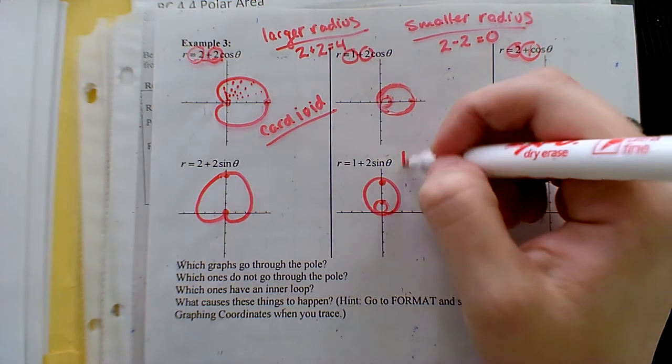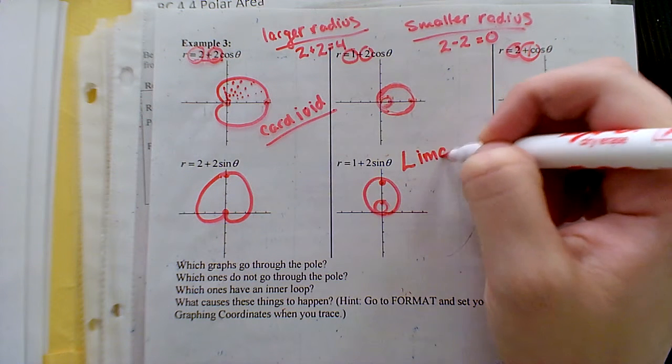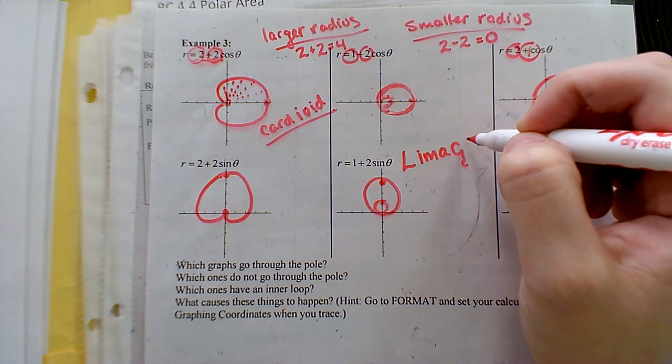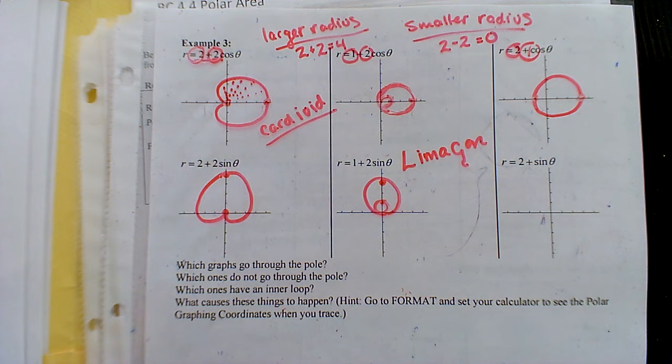Actually, this shape is what's called, and I can never pronounce this right, maybe those of you that know French can help, and I don't even know if I'm going to write it right. Is it limacon? Limacon?